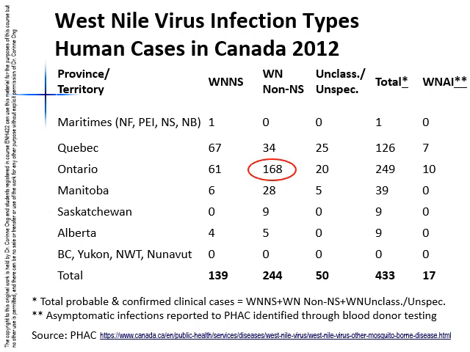For 2012, the epidemiology was a little different, with Ontario having the highest number of cases, and more than half the cases were non-neurological types, and likely not as life-threatening as the neurological syndrome.